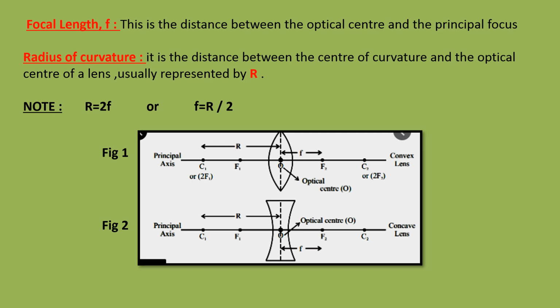Again, in figure number 1, the distance between the point O, which is the optical center, and the point C2 on the right side of the lens is also represented by capital R. In figure number 2, the distance between the point O and C1 is represented by capital R. On the right side of the lens, the distance between O and C2 is also the radius of curvature of this concave lens.